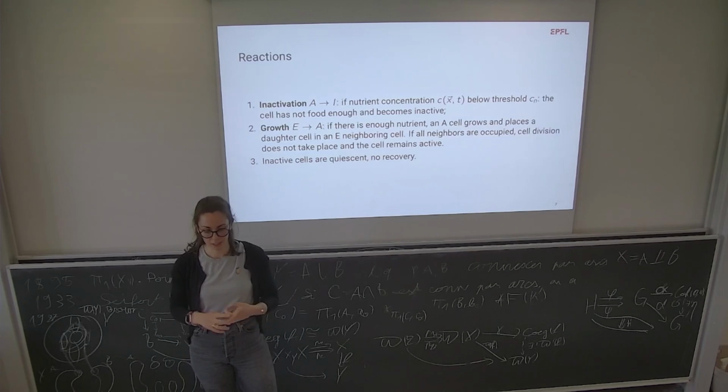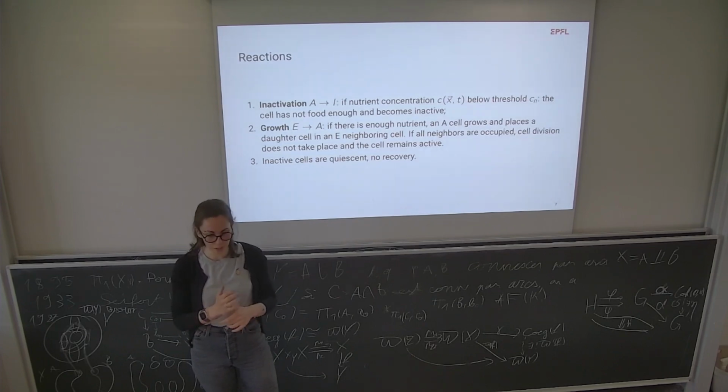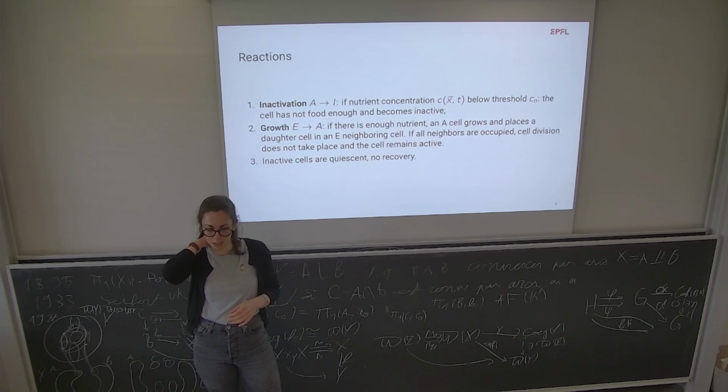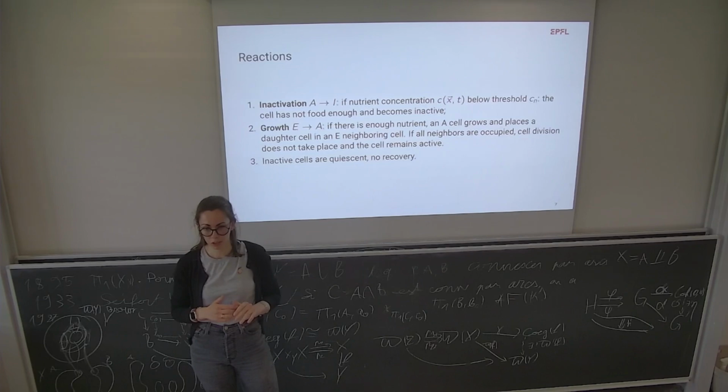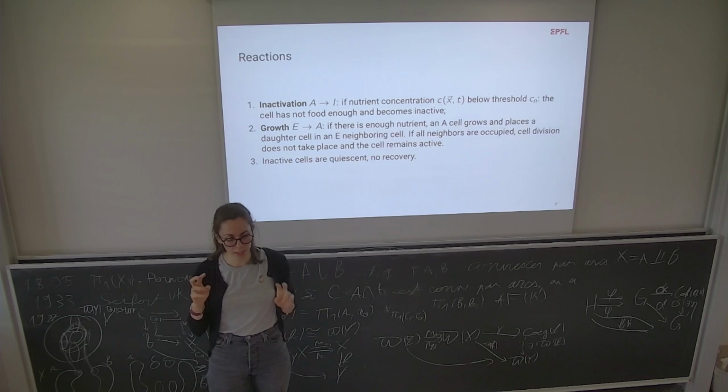Here is where stochasticity comes into play, because when a cell divides, it searches around its neighbors. If there is an empty space, it selects randomly where to put its daughter cell. If all neighbors are occupied, then the cell division does not take place. I assume the cell remains active, and it consumes the nutrient without giving birth to a child. The process of getting inactivated is not recoverable. Once you get inactivated, you just stay as you are.